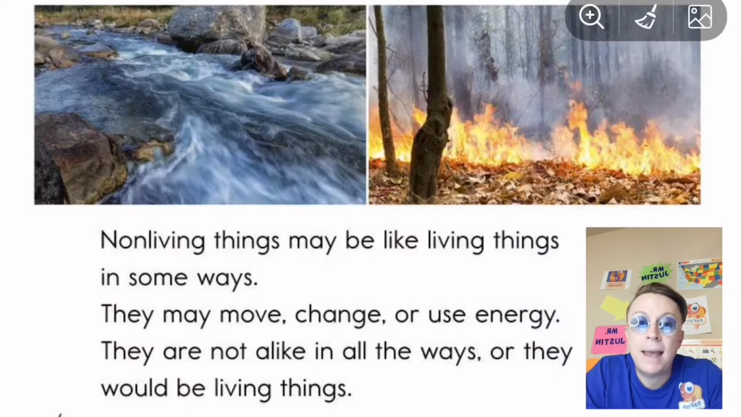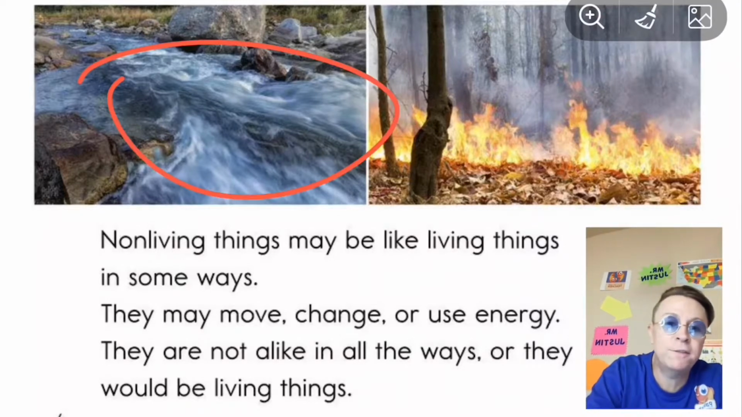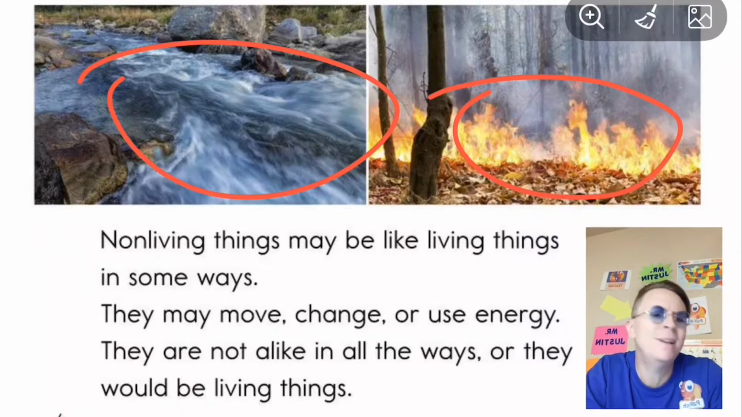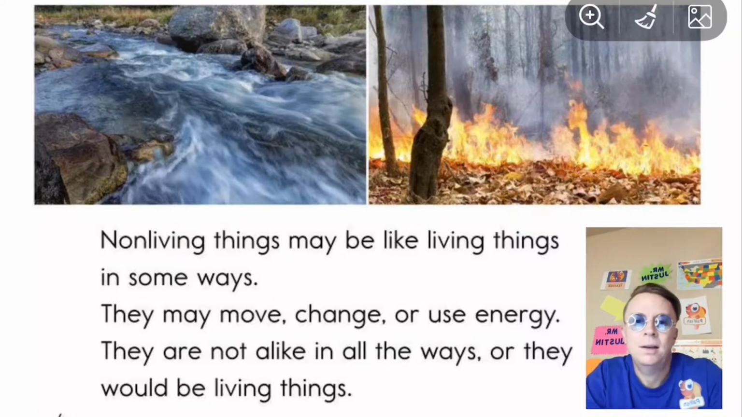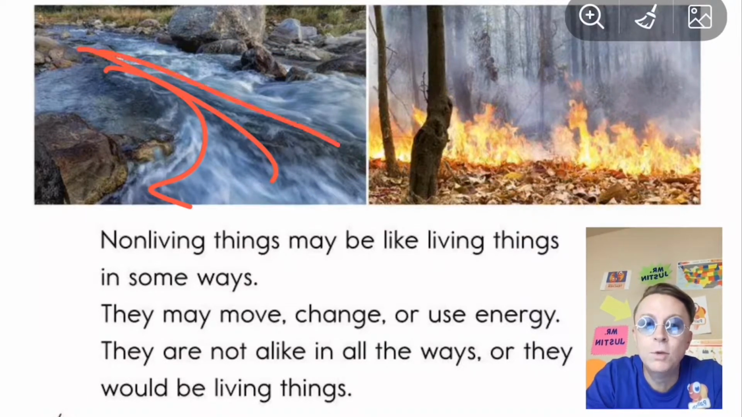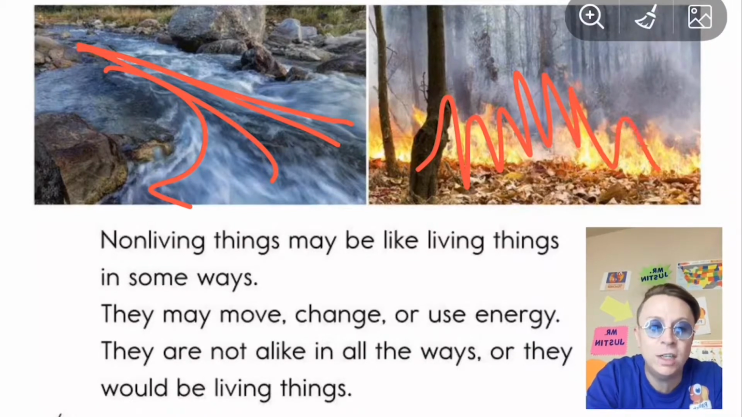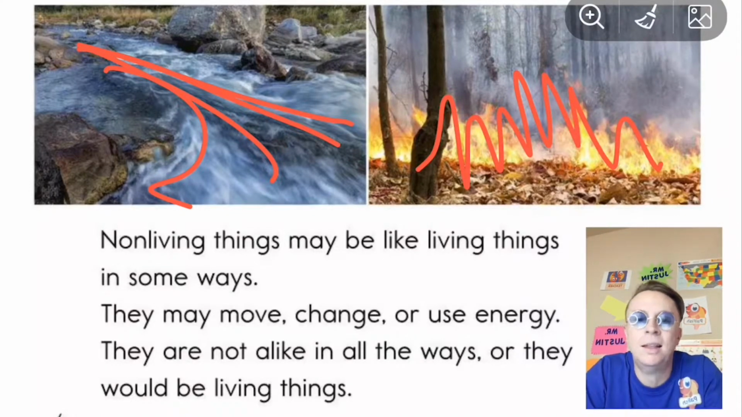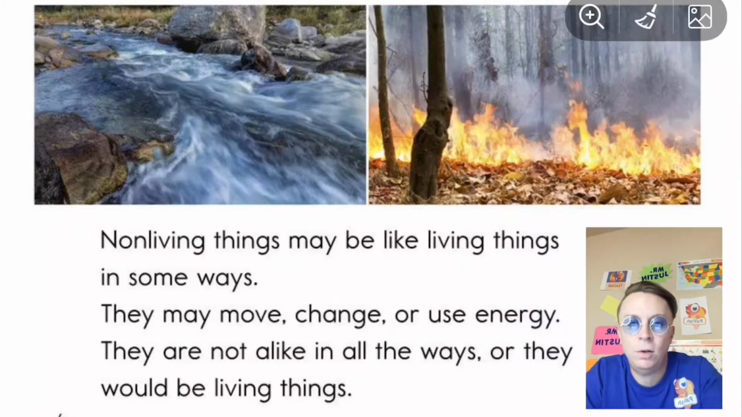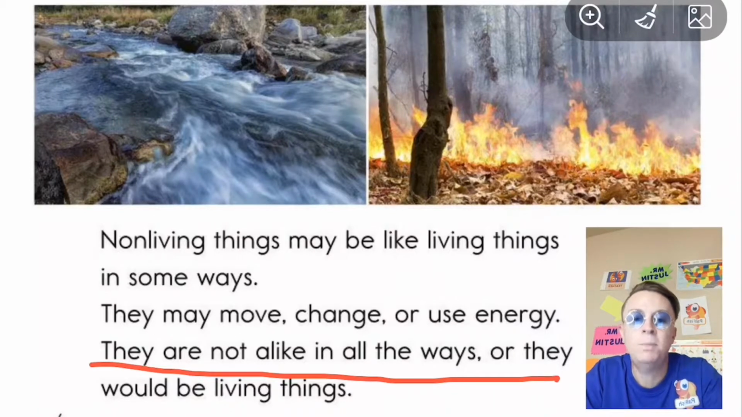Non-living things may be like living things in some ways. Okay, because water and fire, they're non-living. They were never alive. But they may move. Water can move. Or it may change because the water can evaporate and become condensation and clouds. And they might use energy, and fire is energy. So they kind of seem like they are living, but they are not living at all. So they are not alike in all the ways, or they would be living things.